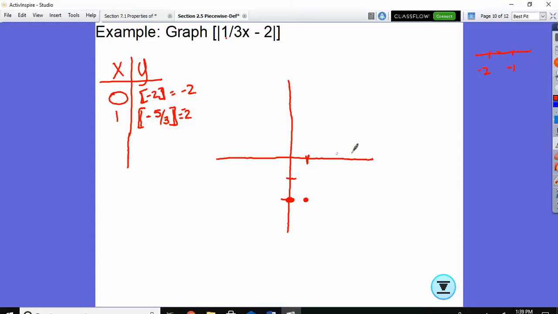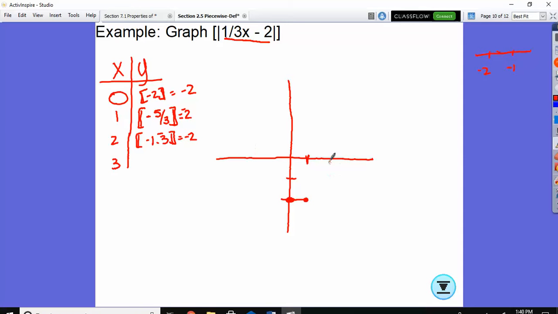Right. We have to figure out where our step jumps, essentially. Right here, I'm still down on this step. Let's try maybe 2 and 3 and see if we can figure it out. Put in a 2. So 1/3 times 2 minus 2 is negative 1.333. So that's still between -1 and -2.